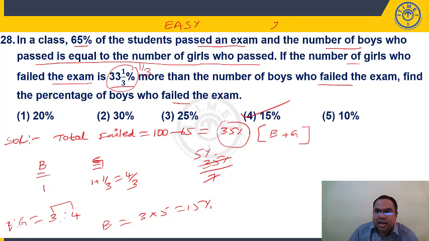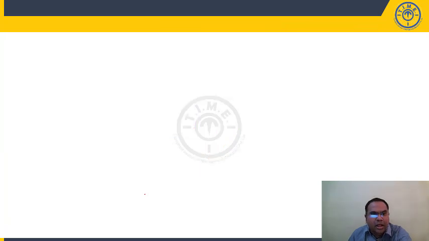If you take boys as x, girls should be 1/3 more: x plus x by 3, 4x/3. Anyway, x will get cancelled in the ratio. So I'm saying boy 1 part, girl should be 1/3 more, 4/3. Ratio of boys and girls failed is 3:4. So 7 parts, 35 means each part 5. Boys failed is 15%. If the question is to find girls failed, 4 into 5, 20% should be your answer.